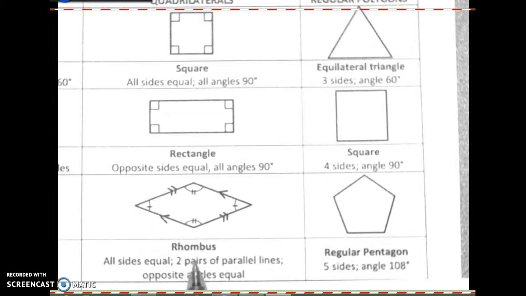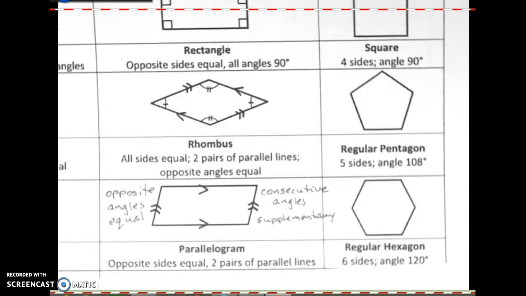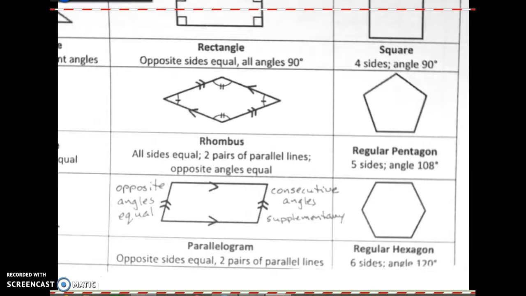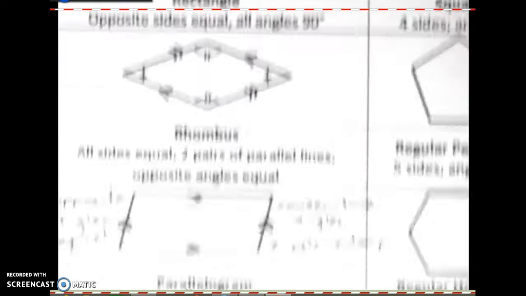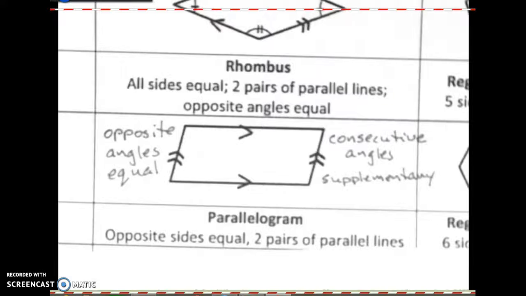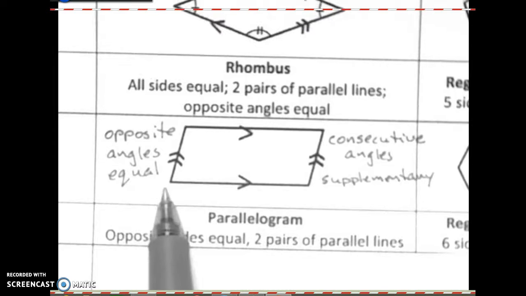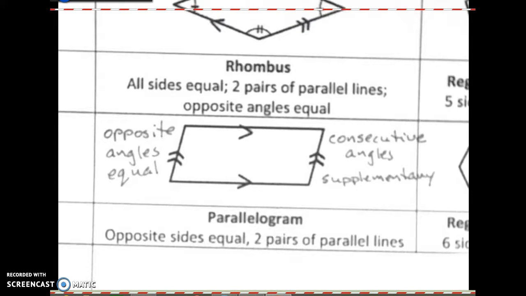I could have a rhombus where all my sides are congruent, but I have 2 pairs of parallel lines and my opposite angles are congruent to each other. I could have a parallelogram, and here I've added some additional information for your notes. For a parallelogram, not only are the opposite sides equal and I have 2 sets of parallel lines, but the opposite angles are equal to each other, and the consecutive angles are supplementary. They add up to 180 degrees.